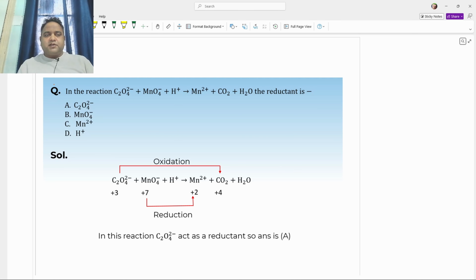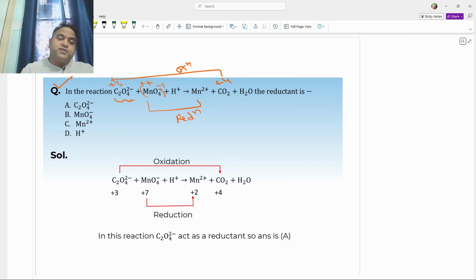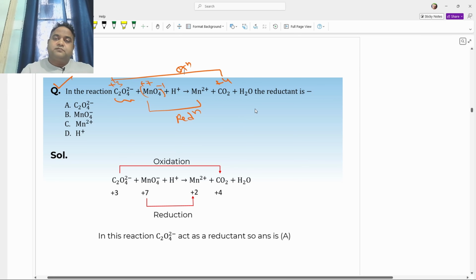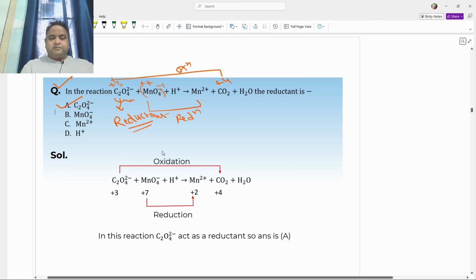Solve this problem. Where does oxidation or reduction occur? MnO4 is going from +7 to +2, so this is a case of reduction. In oxalate, the oxidation state of carbon is +3 going to +4, so that is the case of oxidation. Which one is called the reductant? The one that undergoes oxidation is called the reductant. The oxalate ion is being oxidized here, so it will act as the reductant. Which one is the reductant? Your option A is there.